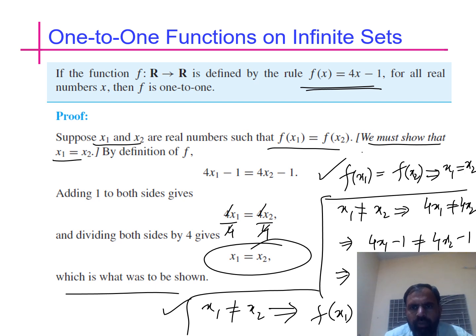If x1 is not equal to x2, it implies 4x1 is not equal to 4x2. If we add 1 on both sides, it will give 4x1 is equal to 4x2. If we divide by 4 on both sides, this becomes x1 is equal to x2, which is what was to be shown here.